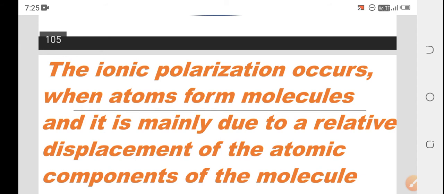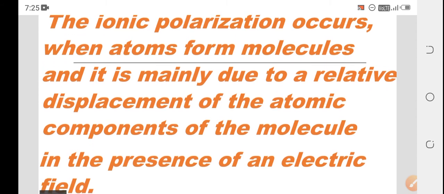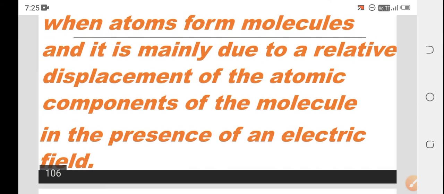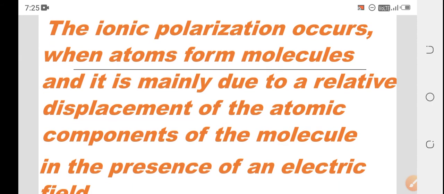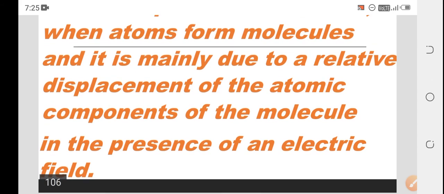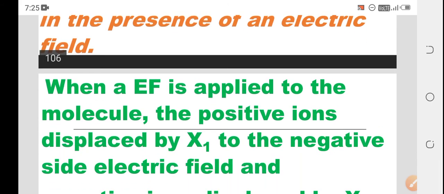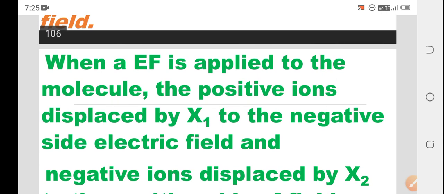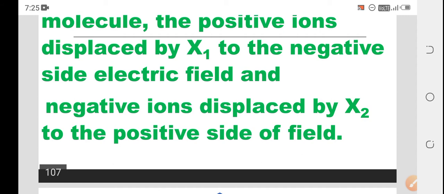Ionic polarization occurs when atoms form molecules, and it is mainly due to the relative displacement of the atomic components of the molecule in the presence of an electric field. When an electric field is applied to the molecule, the positive ion is displaced by x1 to the negative side of the electric field, and the negative ion is displaced by x2 to the positive side of the field.